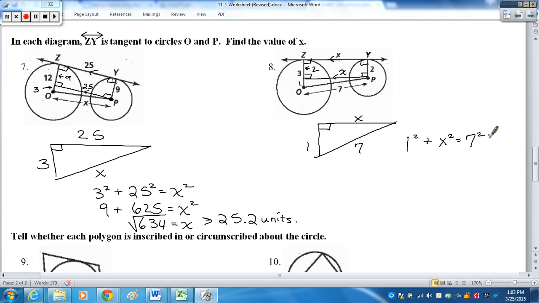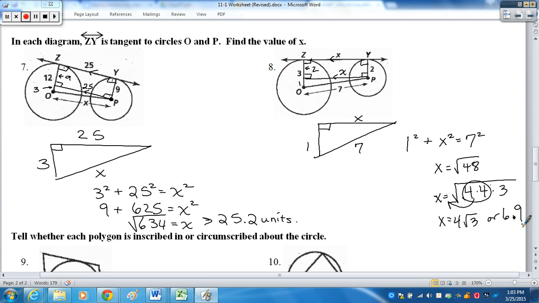You have 49 minus 1, that's 48. The square root of 48 in simplest radical form is going to be, 16 times 3, 4 times 4 is 16, so you have 4 radical 3. Or, to the nearest tenths place, you would have 6.9. Okay? 6.9 or 4 radical 3.